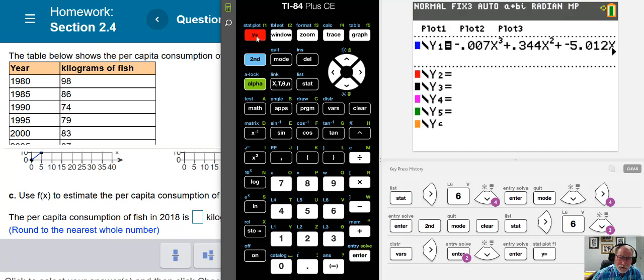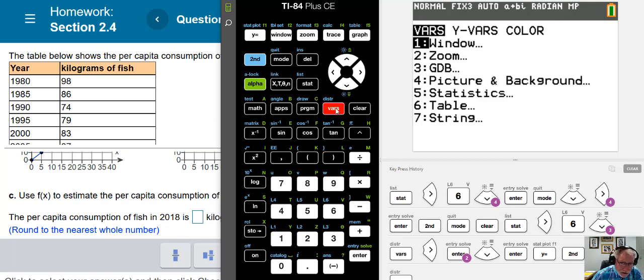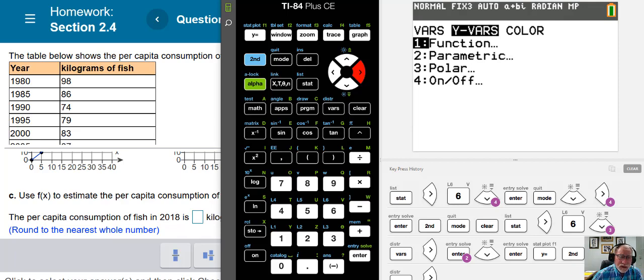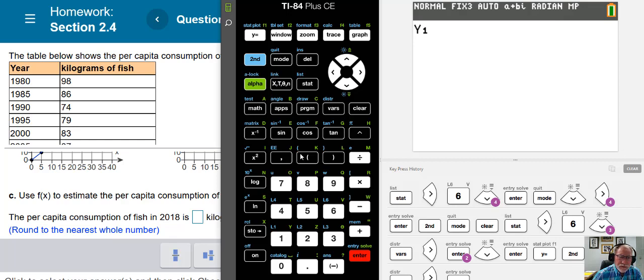And so now when I calculate the cubic regression, just like I did before, I can go to my y equals and see that it is stored in y1. The neat thing about that is to evaluate that function with an x equals 38, I can go VARS, Y-VARS, function, y1, parentheses, 38. And so there's our answer.